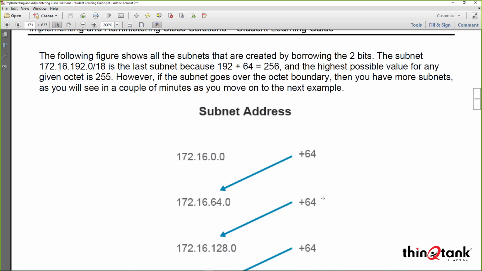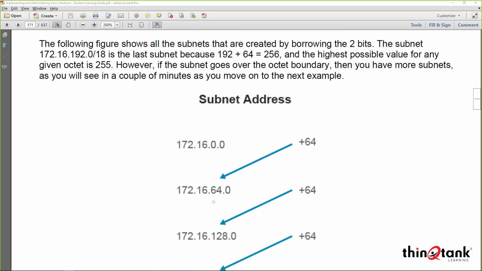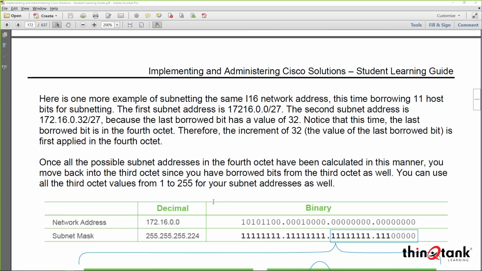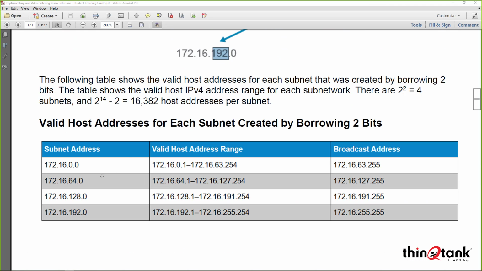As long as you know what octet you're in. You always have to pay attention to the octet you're in, because that's going to change how the calculations are done. And then one more example they go through here. In this case, actually, let me just grab this table real quick. So 0, 64, 128. 63.255 is the address before 64. 127.255 is the address before 128. 191.255 is the address before 192, and so on.